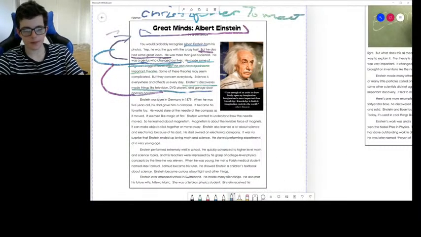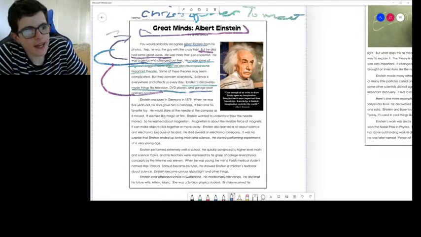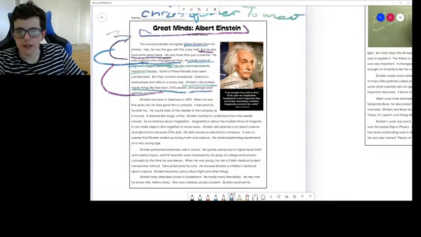Okay. Before we actually go into annotating this passage, first I want to take a look at this quote here. Actually, no, first I want to take the passage.